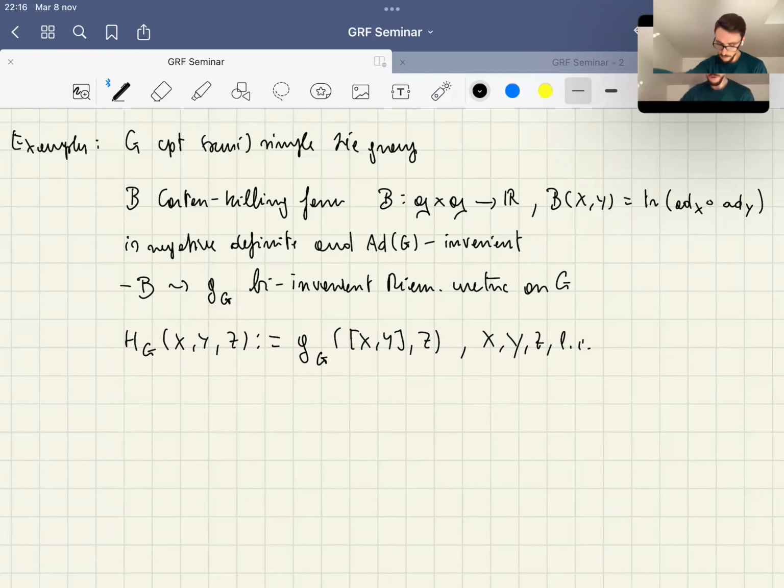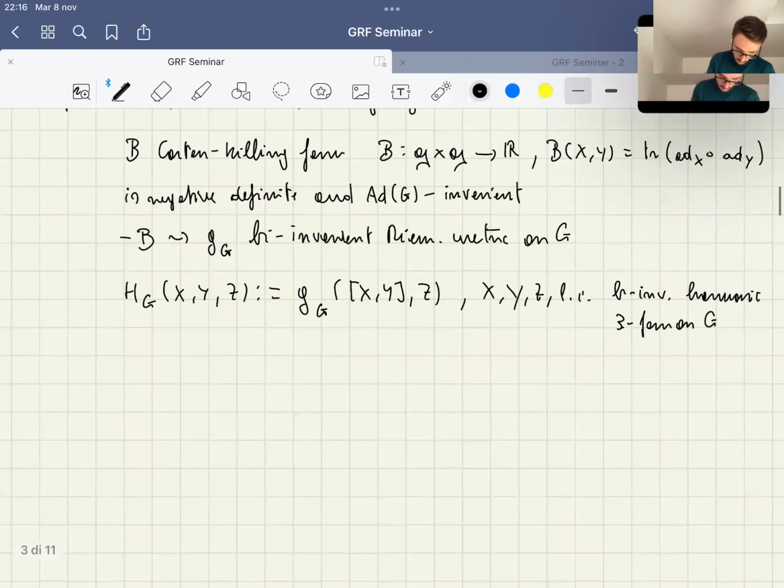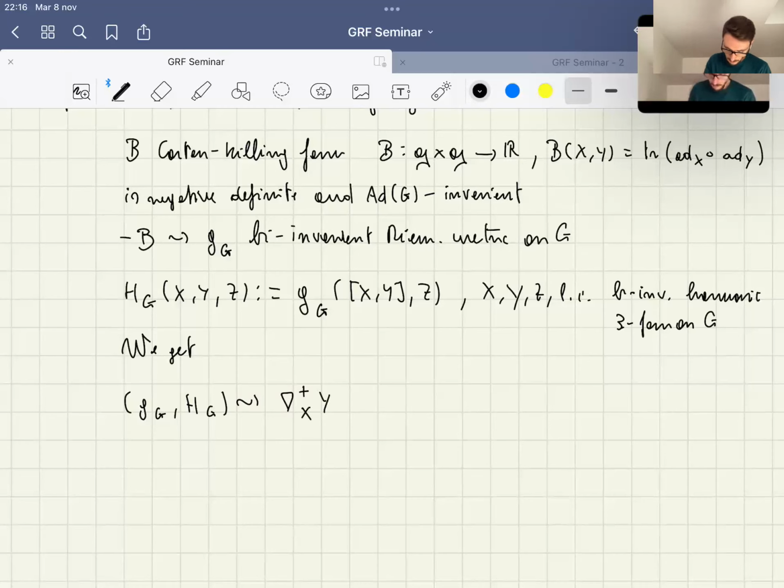It is possible to show that this is a bi-invariant harmonic three-form on the Lie group G. So once we have such a pair given by this metric g and this harmonic three-form H, we get two bismuth connections on the Lie group G. If we consider the pair given by g and H_G, this will induce a bismuth connection that is usually denoted by nabla plus, which on a pair of left invariant vector fields X and Y is just the bracket of X and Y.